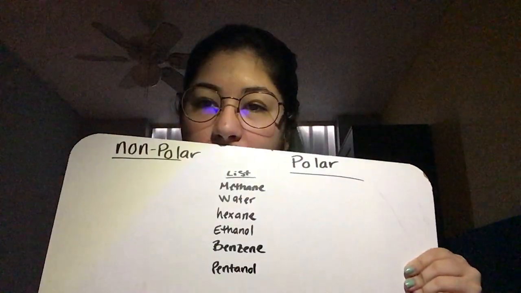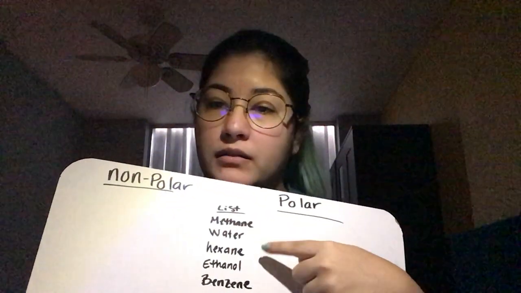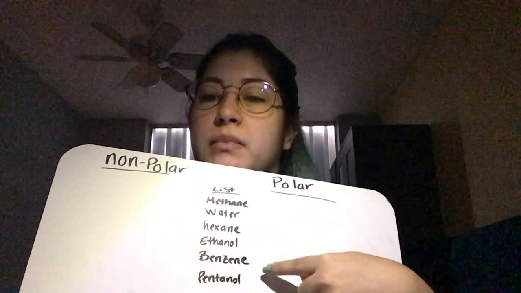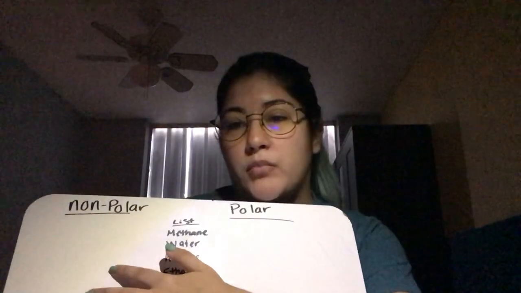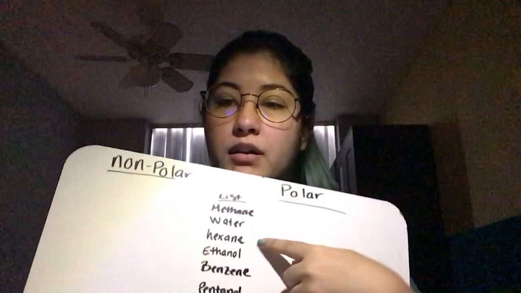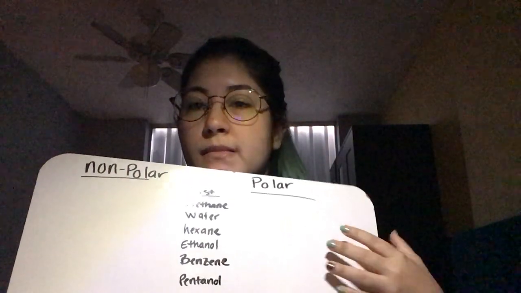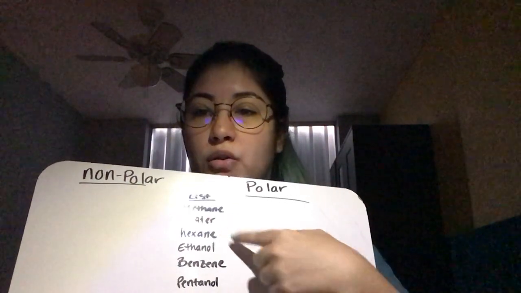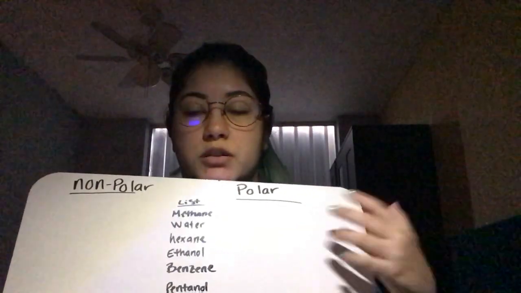And so I would have a list. I think it's gonna show up backwards, but it's fine. So you would have a list of methane, hexane, benzene, and stuff like that. That would be on the nonpolar side, and then water, ethanol, and pentanol would be on the polar side. Because the "ol" means they have some form of alcohol, which is polar because of the oxygen.